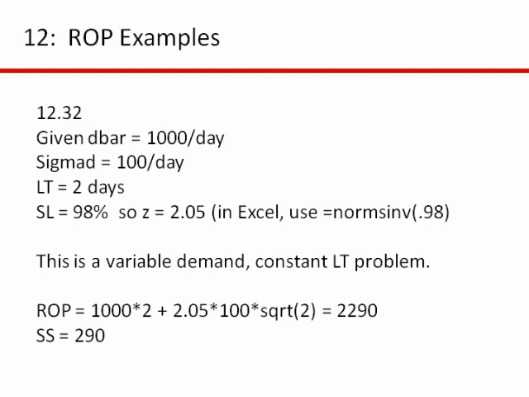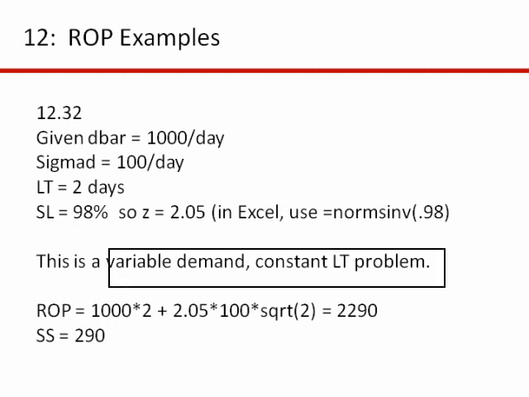Now another thing you notice is you're given an average demand and a standard deviation of demand. This is a variable demand, constant lead time problem. Whenever you're given a standard deviation, either of lead time or demand, you know that it's variable, because standard deviations come with distributions, and distributions mean that you're not dealing with one number but a distribution of numbers.